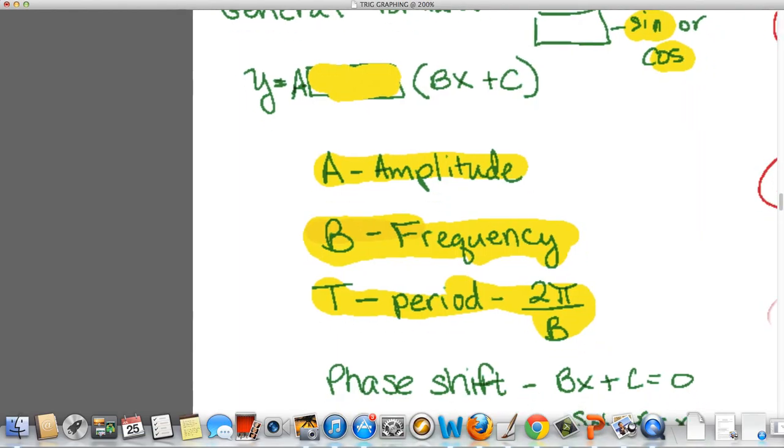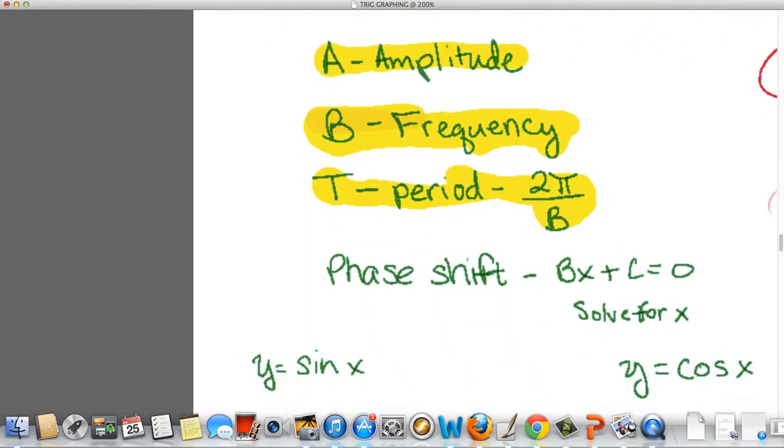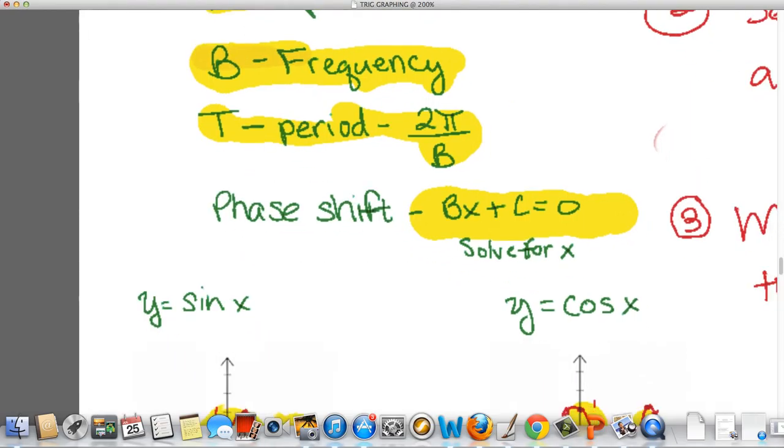So when we add a coefficient to your x, it increases the number of fundamental cycles you'd have in that range between 0 to 2 pi. That's why it's called the frequency. Phase shift is going to move it left to right, and what I recommend you do for that one is take your bx plus c here, set it equal to 0, and solve for x. That'll tell you which way to move left to right.